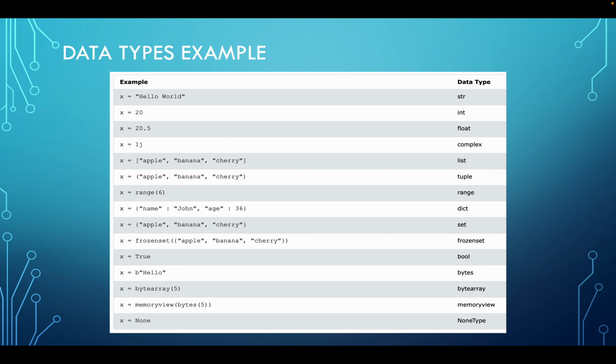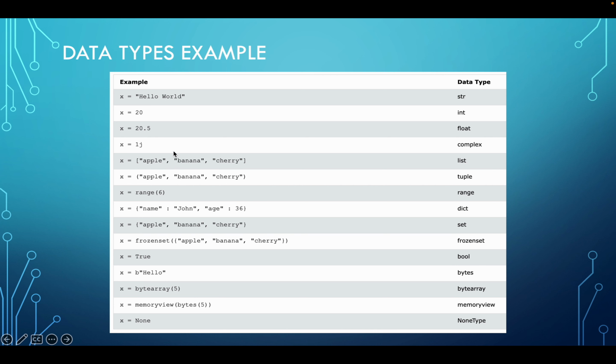Here are some examples of data types. For example, the first one, as you see, this is hello world, and we are using quotation, that is string. This is integer, we are using whole numbers. This is float, we are using decimal numbers like 20.5. This is complex, we are using j, a number plus j. This is list, we are using square brackets. With this we are using strings and separating those strings using commas.